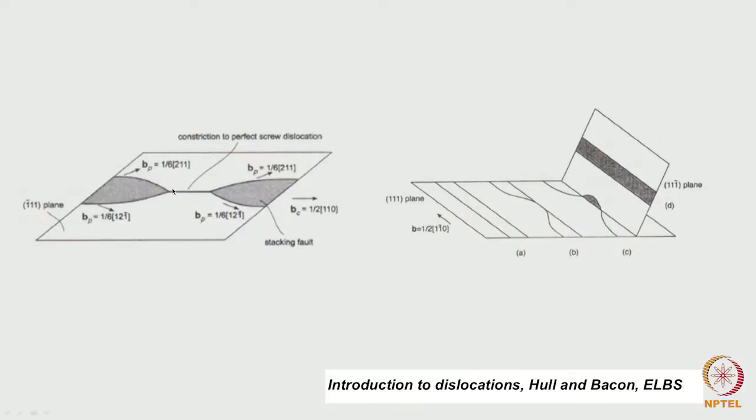This is another example where the stacking fault itself has formed a constriction to a perfect screw. This constriction only can cross-slip, because when it has become a perfect screw dislocation, if some obstruction is there to the passage of the dislocation, then it can cross-slip. That is what essentially is being shown here. The constricted part has cross-slipped and it has again split into partials.